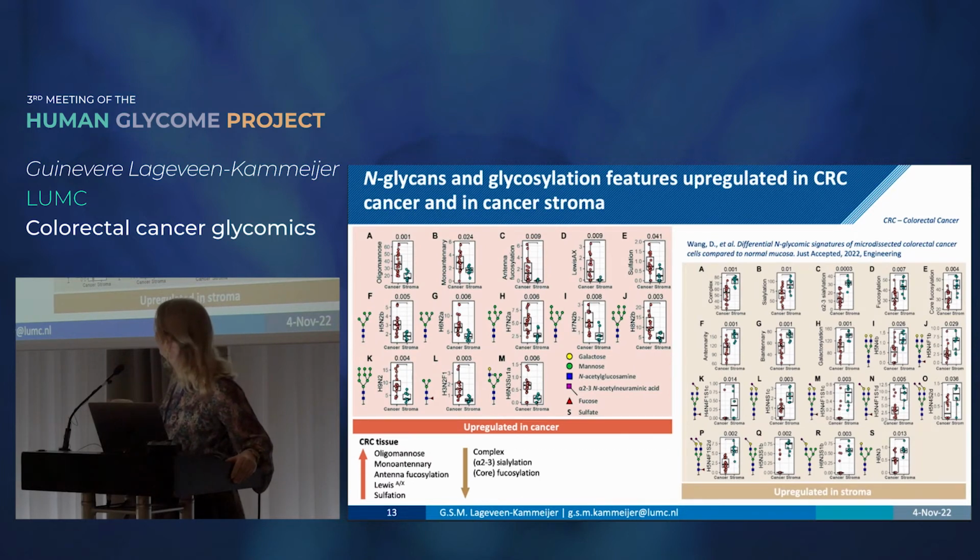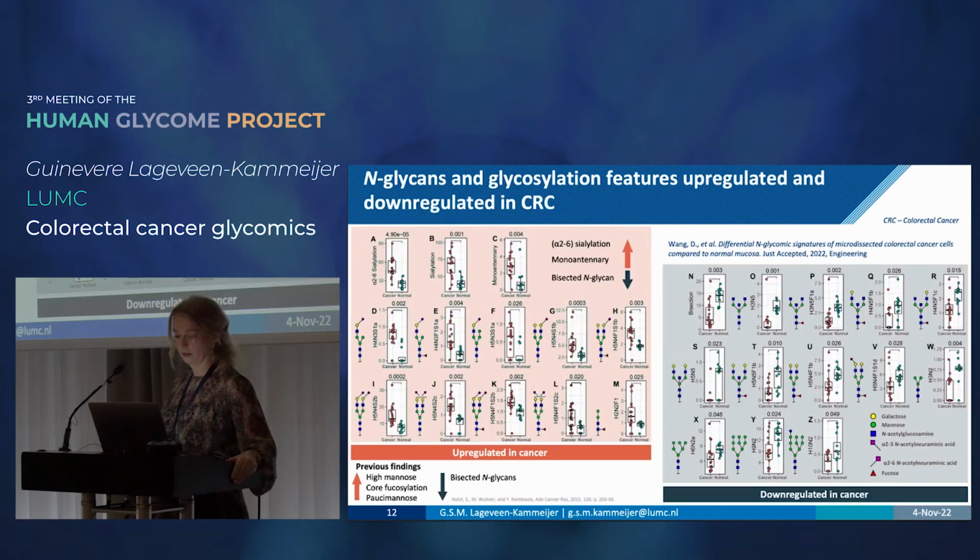Sorry, we went too quick. So if we look at previous findings, there's this nice review from 2015, so it's a little bit outdated, but still we looked at how our results relate to the previous findings. And what we observed is that it's in agreement with the bisected N glycans being downregulated in cancer. However, upregulation of high mannose or core fucosylation is not what we really observed if we compared cancer versus normal mucosa.